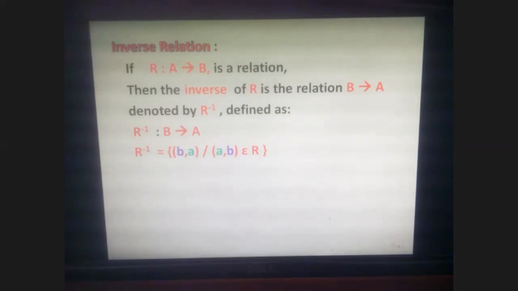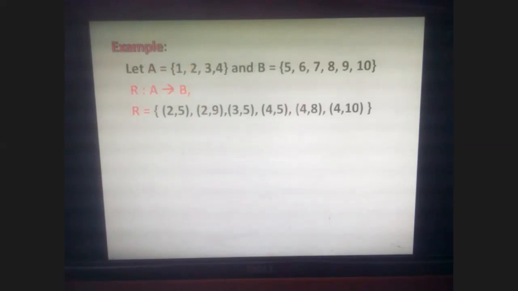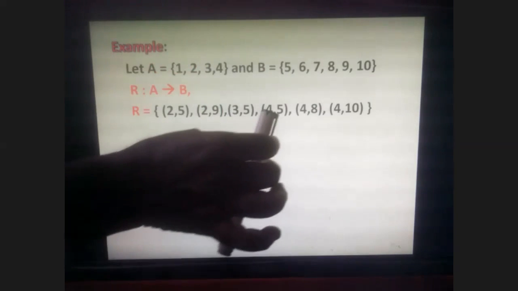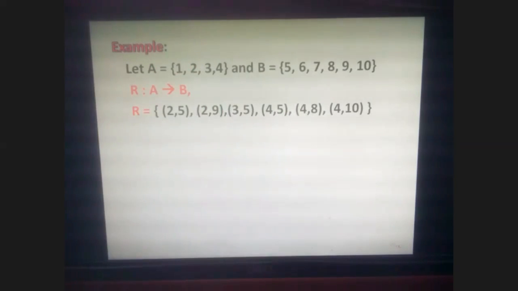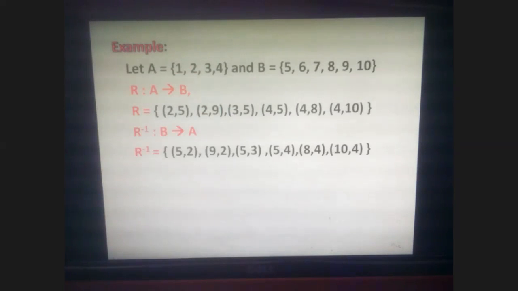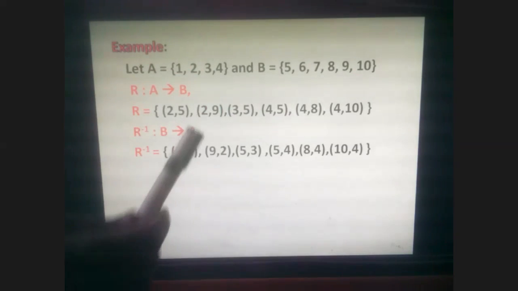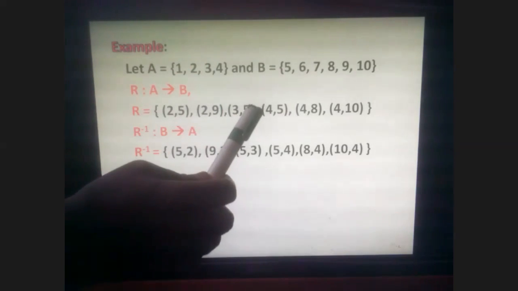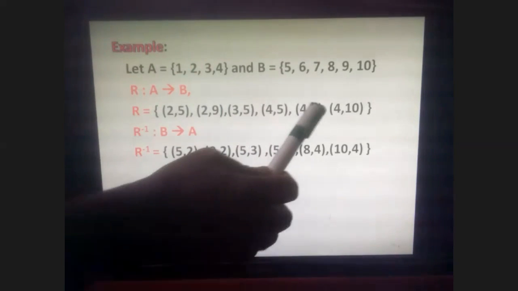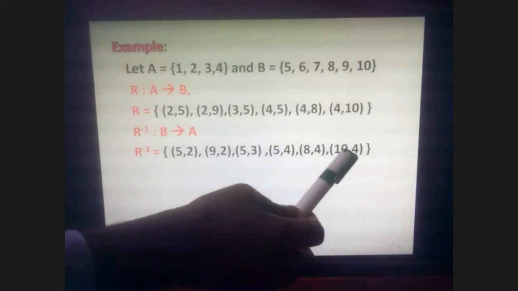If R is from A to B, the inverse will be from B to A. We simply flip the order of the ordered pairs in R, and we get R inverse. For example, A is equal to {1, 2, 3, 4}, B is {5, 6, 7, 8, 9, 10}. I'm just supplying a relation R: (2,5), (2,9), (3,5), (4,5), (4,8), (4,10). What will be R inverse? R inverse will be from B to A: (5,2), (9,2), (5,3), (5,4), (8,4), and (10,4).